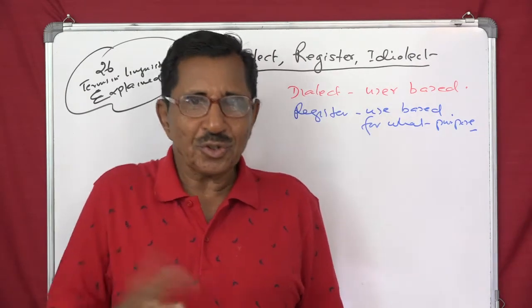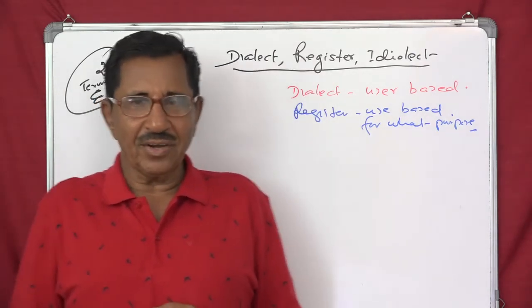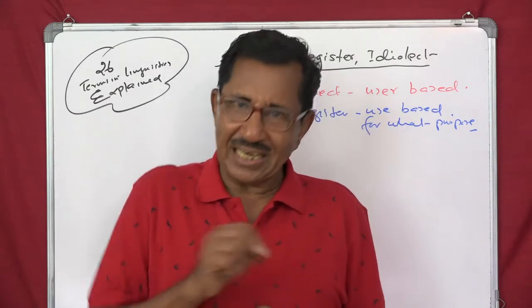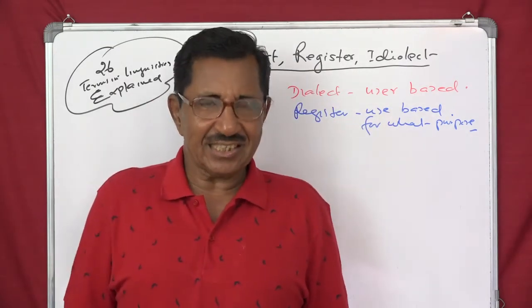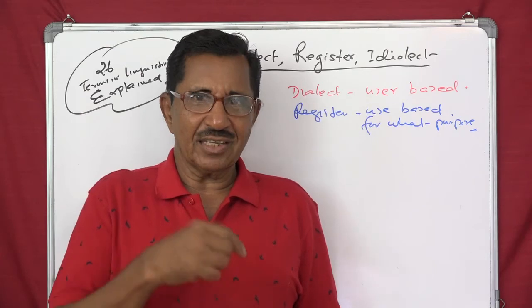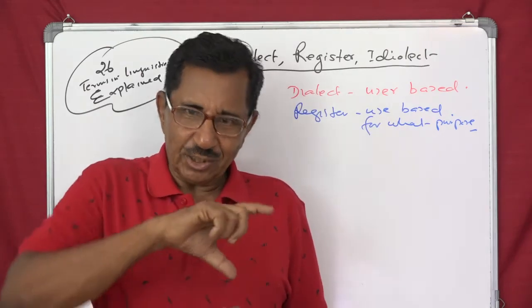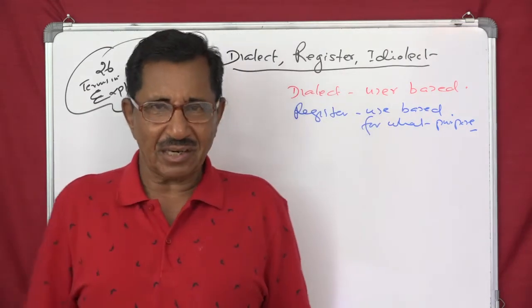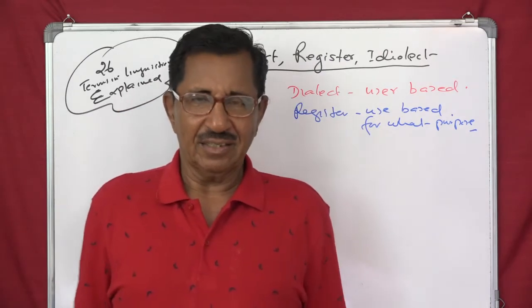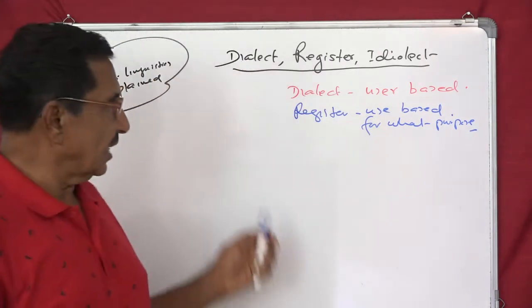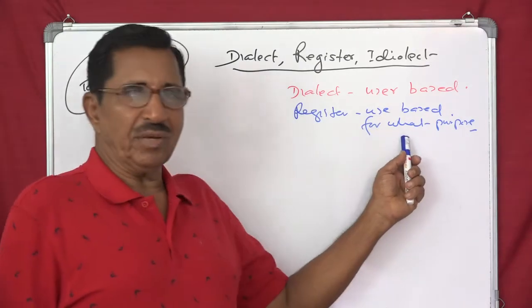So that is use based. Understand? Or Babu English, that is use based. Babu means clerical English. That's a kind of register. You can see, when they draft letters, there is a special way of drafting letters by the clerks. Babu means clerk. So register is use based.